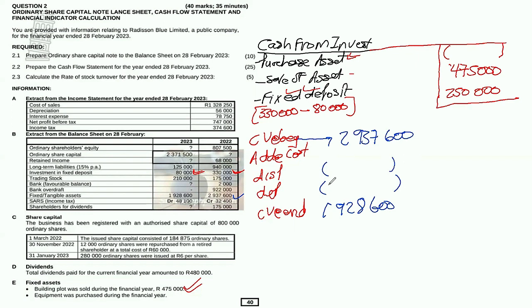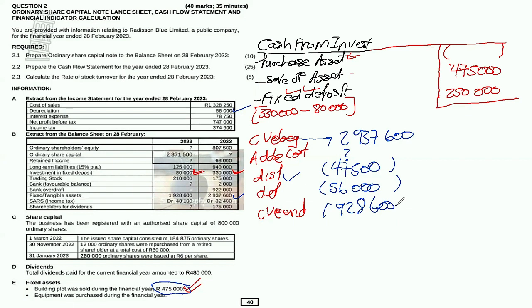Now depreciation is given here on your income statement, which is 56,000. Remember, for disposal, you had sold a portion of your building amounting to 475,000. So it's going to be 475,000. Now information E: equipment was purchased during the year. Remember our additions at cost, we don't know, so you need to calculate your additions at cost.